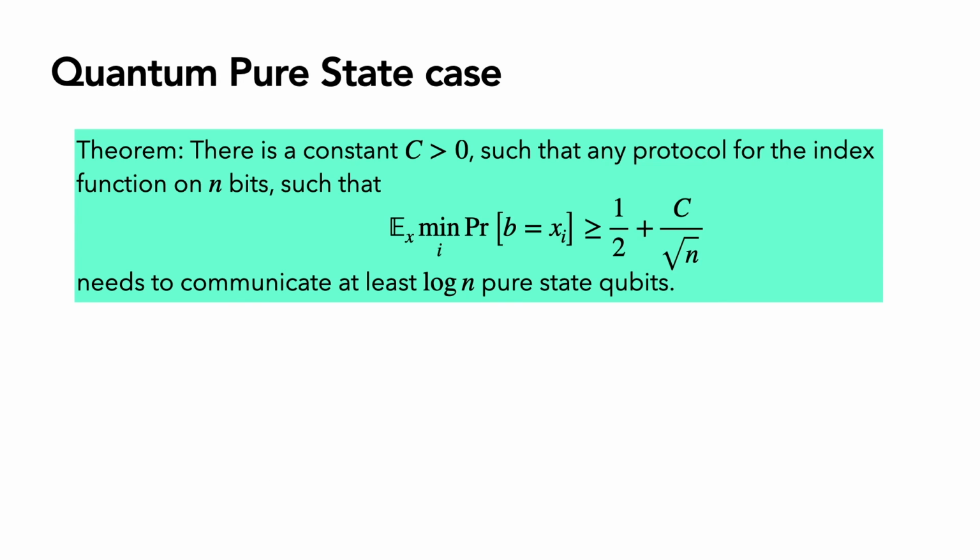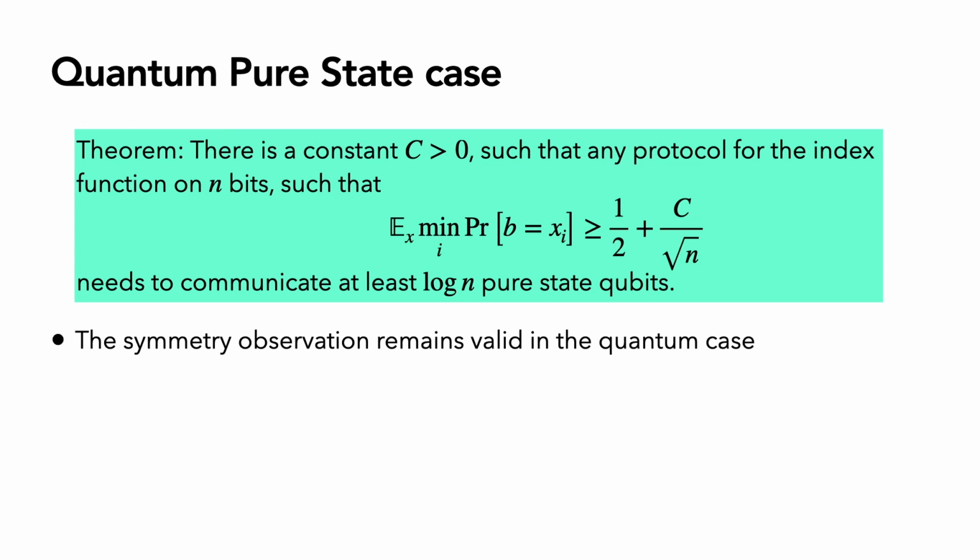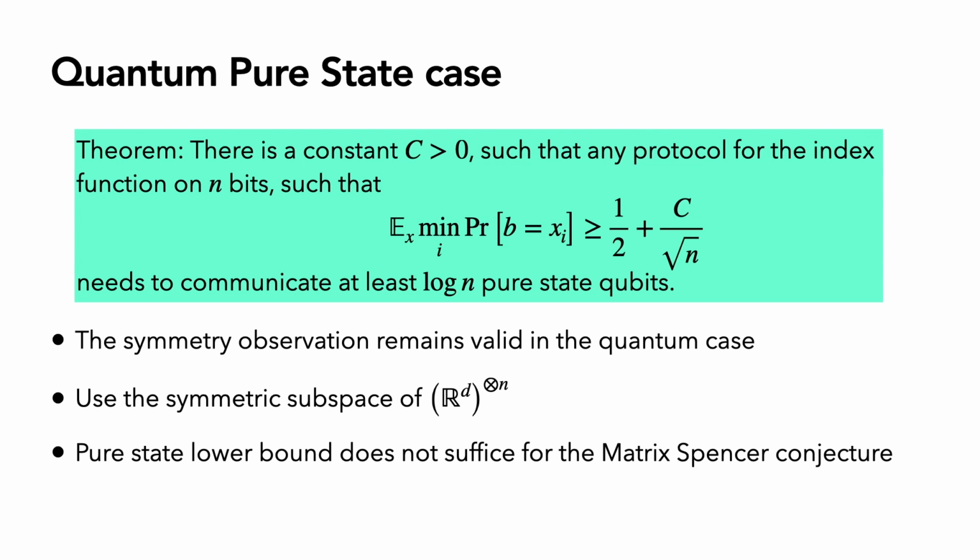Moving to the quantum case, we showed there is a constant c such that any protocol for the index function, such that in expectation over Alice's inputs and for all Bob's inputs, the probability of success is at least half plus that constant c over square root n, needs to communicate at least log n pure state qubits. The idea is similar to the classical case. The symmetry observation still holds. In this case, we use the symmetric subspace. The pure state lower bound does not suffice for the matrix Spencer conjecture, but it does suffice for the moderate rank case.